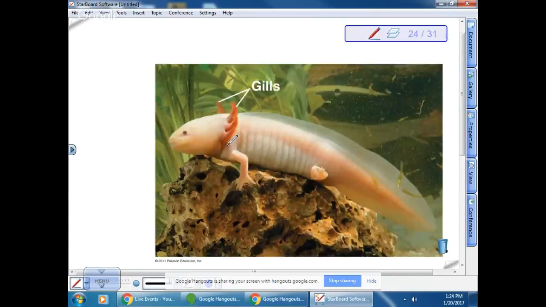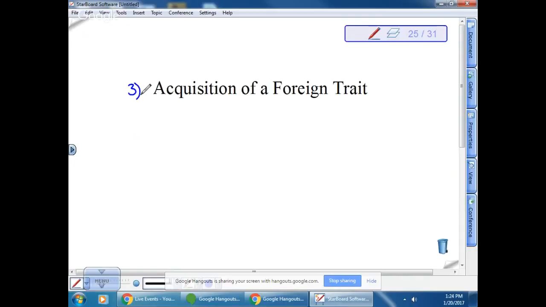Okay, so the third mechanism of macroevolution is the acquisition of a foreign trait. And this is a very new idea. The idea here is that foreign means that it is not inherited directly from an ancestor.